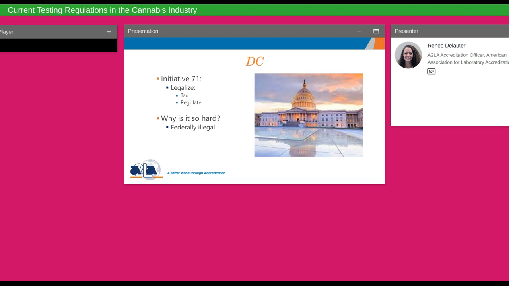Because D.C. is not a state and is considered federal property, they do not tax and regulate as states do. This has made it more difficult to pass cannabis legislation due to cannabis being federally illegal. In this case, Congress must vote on legalization, and it has been turned down continuously.